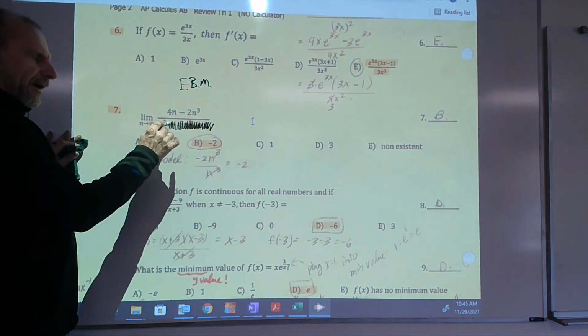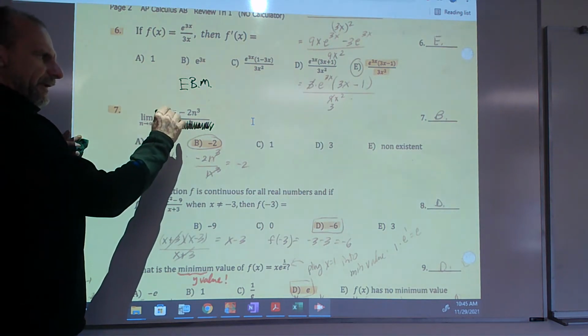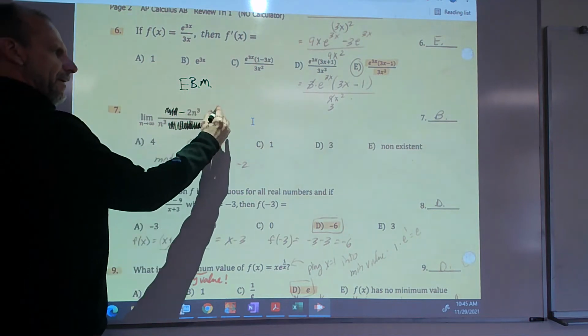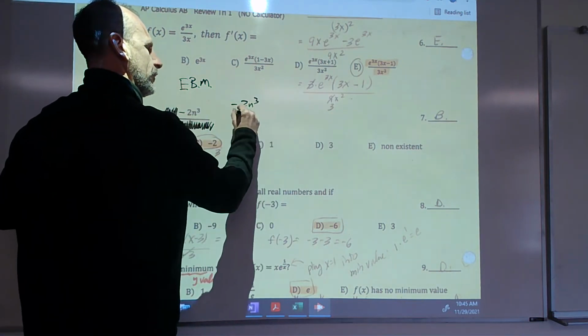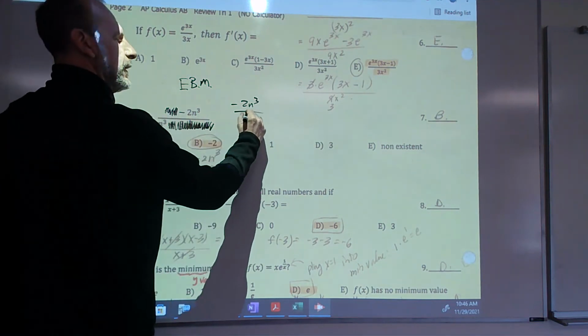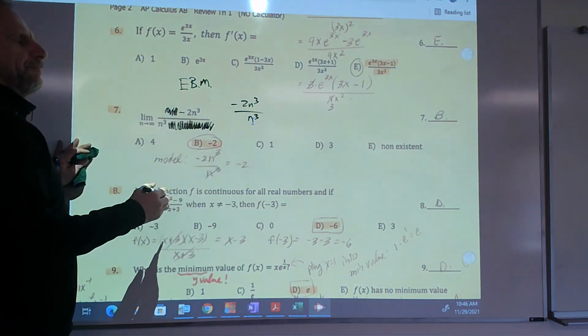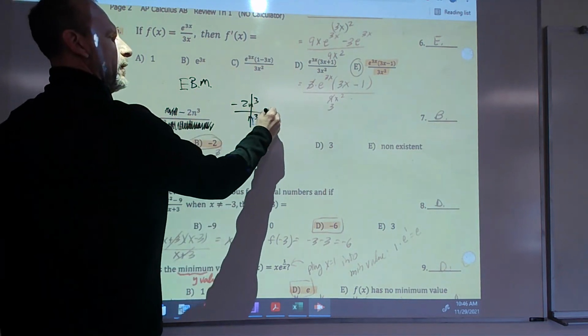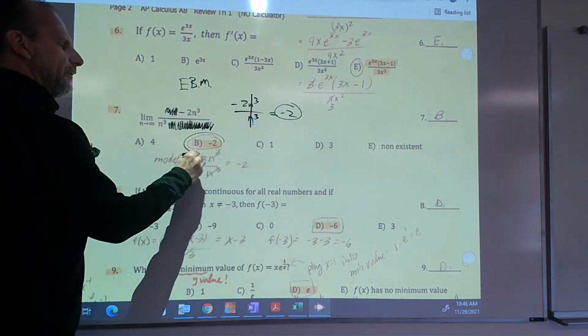You leave the highest degree. Now, the mistake on this one would be this. You forget the negative. The negative does belong to the 2. The highest degree on the top is negative 2n cubed. The highest degree on the bottom is n cubed. Who's going to win? Either of them. You cross these out, right? There's your answer. Done.